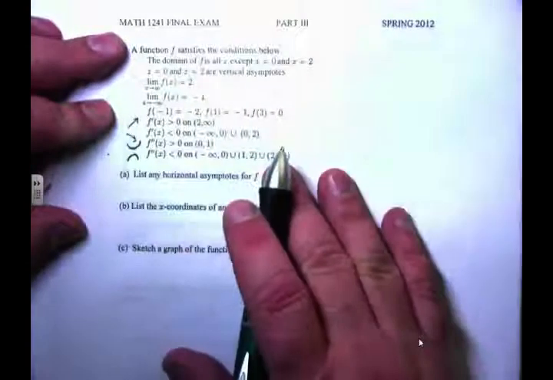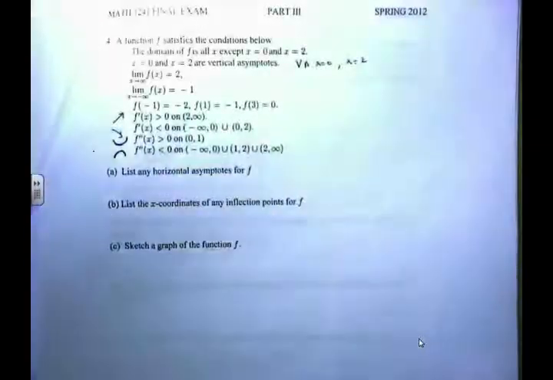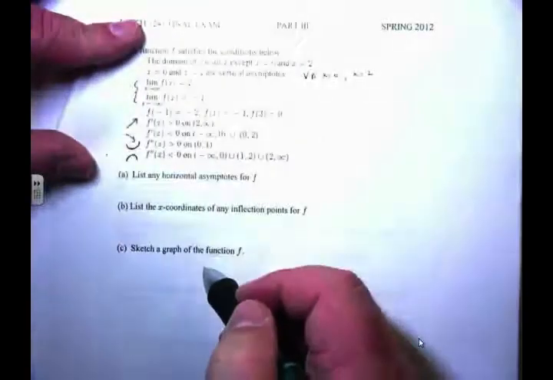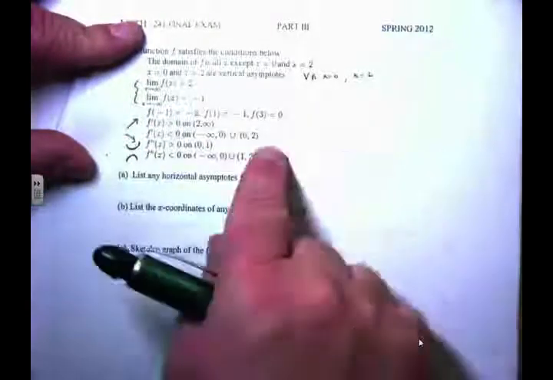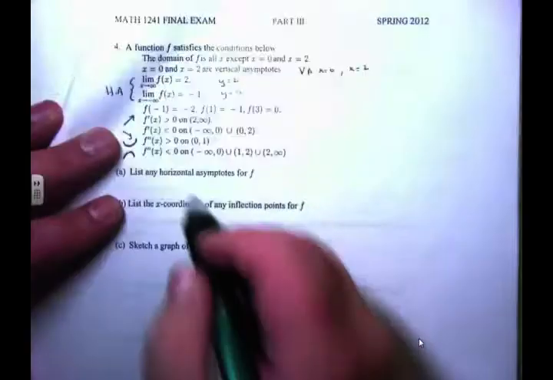So, as I'm looking at this particular problem, x equals 0, x equals 2 are vertical asymptotes. So I know my VAs are x equals 0, x equals 2. Remember the limit as x approaches infinity. As x gets bigger positively and bigger negatively, they give you the horizontal asymptotes. So the horizontal asymptotes would be y equals 2 and y equals negative 1. So the first question is this.